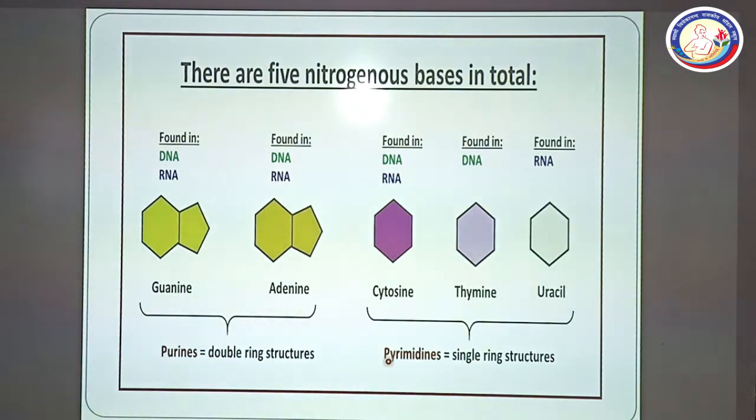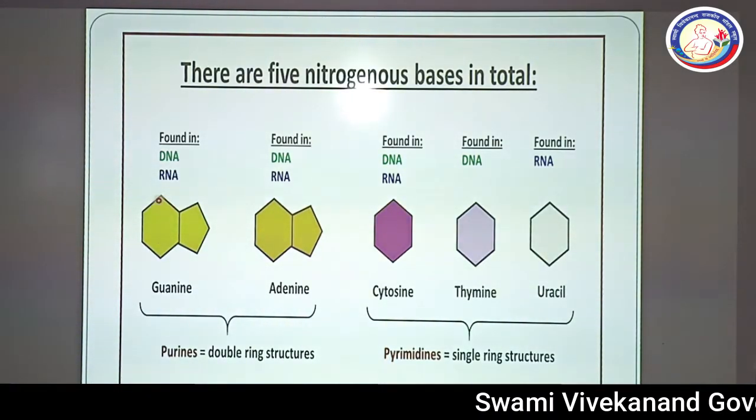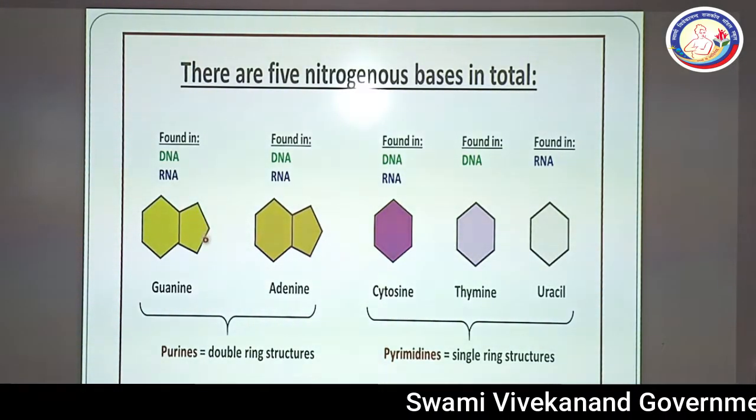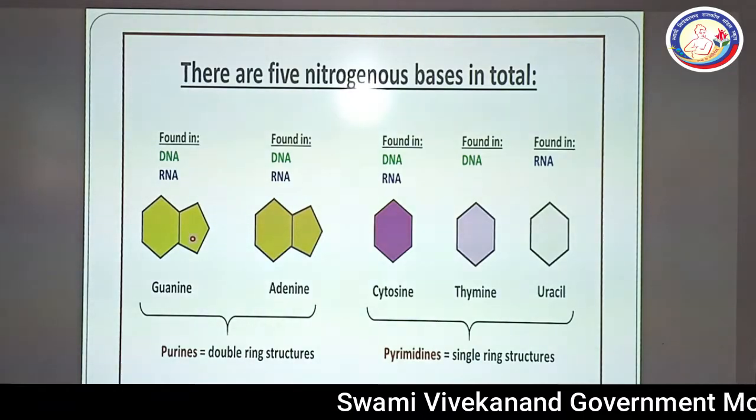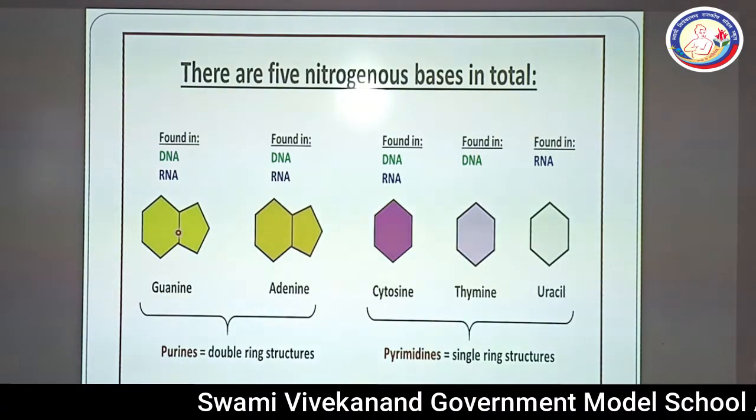There are 5 nitrogen bases, as I have already told you. Guanine and adenine are the purines, and both are found in DNA as well as in RNA. As far as purines are concerned, they are made of double ring structures. You can see there are 2 rings here. This is the first ring with 6 members, and this ring contains another 5 members. Out of that, 2 are common. Total 9 members.